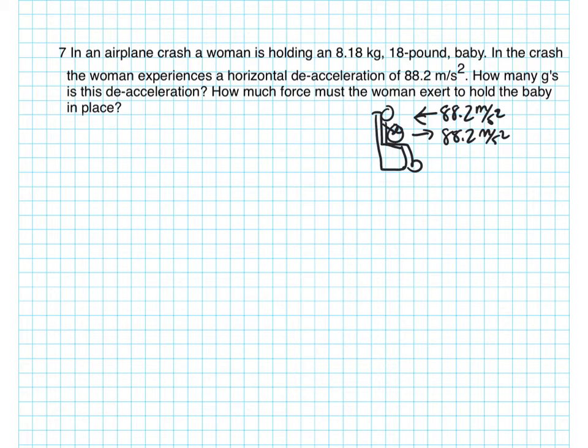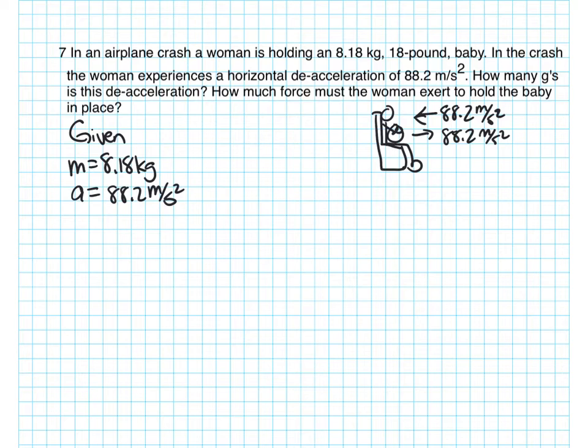All right, so let's look at what we're given here. We are given that the mass of the baby is 8.18 kilograms, which is 18 pounds. We are also given that the acceleration is 88.2 meters per second squared. The first question is, how many G's is this deceleration?